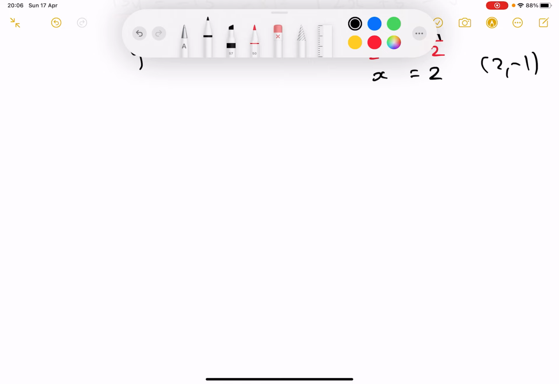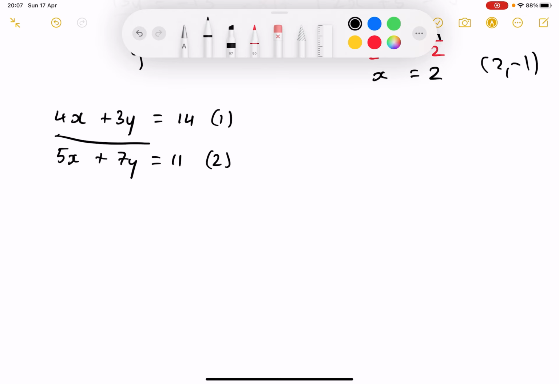And the equation is 4x plus 3y is equal to 14, and 5x plus 7y is equal to 11. Okay, again, let's label. This time it's a bit trickier because none of them are multiples of each other. So no 4, 8, 12, etc. None of them go into 5, for example. And the same with the other one.